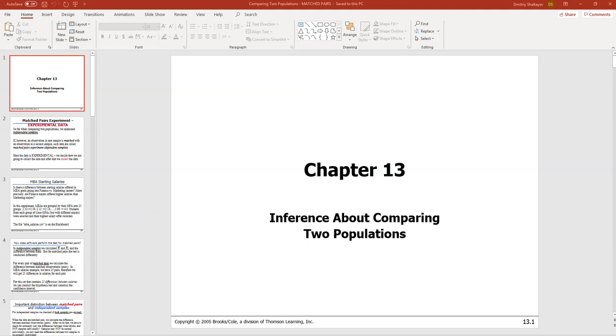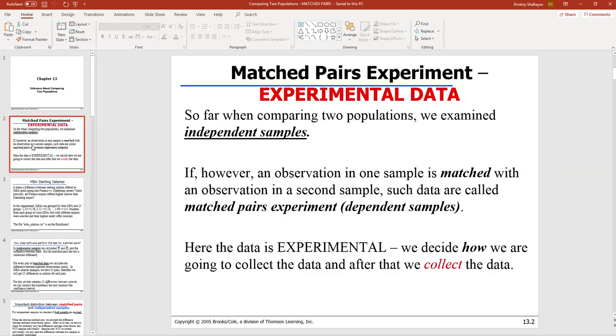Today we're going to discuss cases when the samples are collected in a special way. Each observation in each line in sample 1 and sample 2 is matched by some criteria. So we're going to discuss what that can be. A matched pairs experiment is exactly that. It's experimental data. In other words, it's pre-cooked samples.